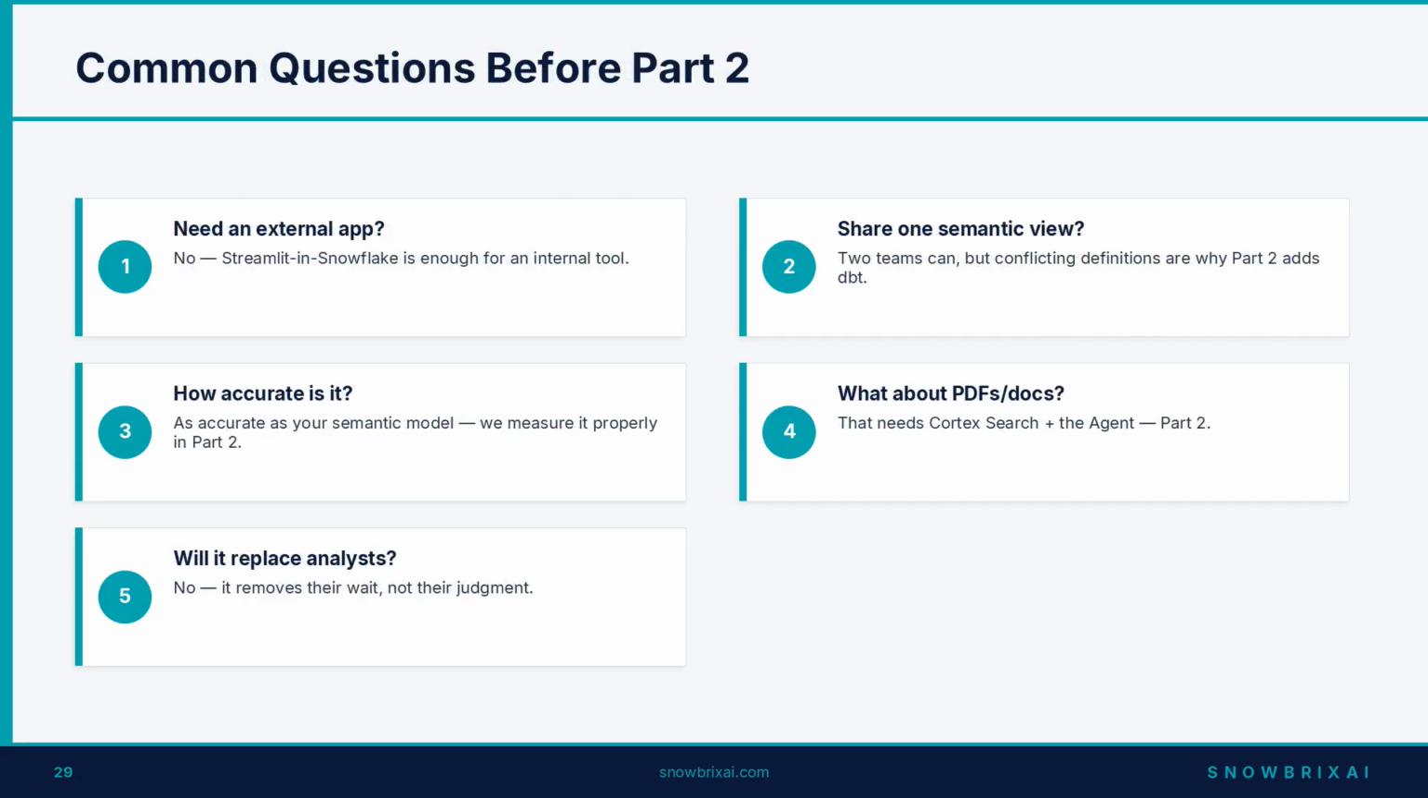And the questions people always ask before part 2. Do I need an external app? No, Streamlit-in-Snowflake is enough for an internal tool. Can two teams share one semantic view? They can, but conflicting definitions are exactly why part 2 adds dbt. How accurate is it? As accurate as your semantic model, and we measure it properly in part 2. What about PDFs and documents? That needs Cortex Search and the agent in part 2. Will it replace analysts? No, it removes their weight, not their judgment.